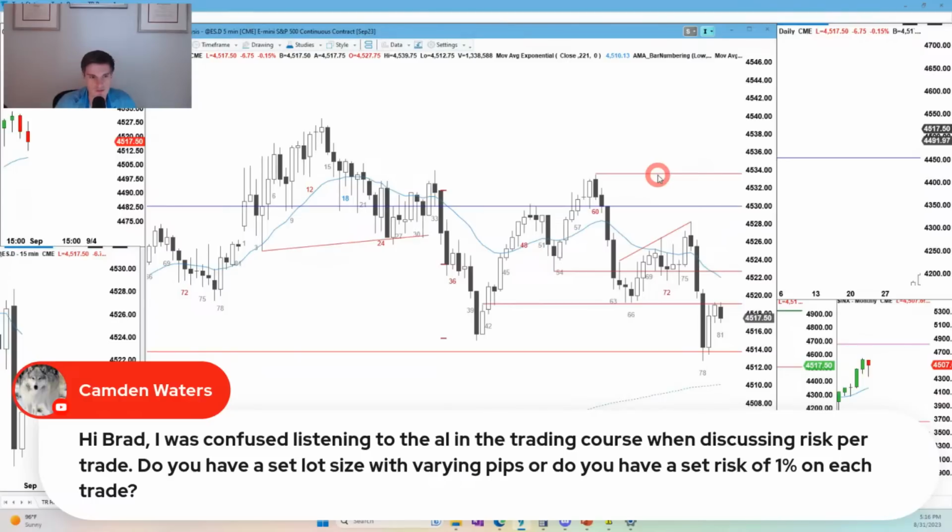So let's say a trader wants to make 1% per day. And rather than taking one trade, risking 1% to make 1%, let's say they're risking 8 points or 6 points to make 6 points, and they're trading 10 micros, which is 1% of their account.